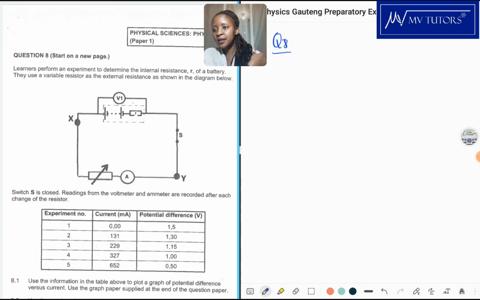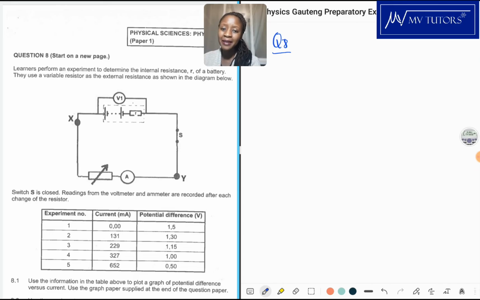So you can see in this table, we have 5 experiments. When your resistance is variable, busy changing, if it's increasing, your current will decrease. If it's decreasing, your current will increase. So you're changing your resistor up and down because it's a variable resistor. So we can see that as the current increases, the potential difference across the cell decreases.